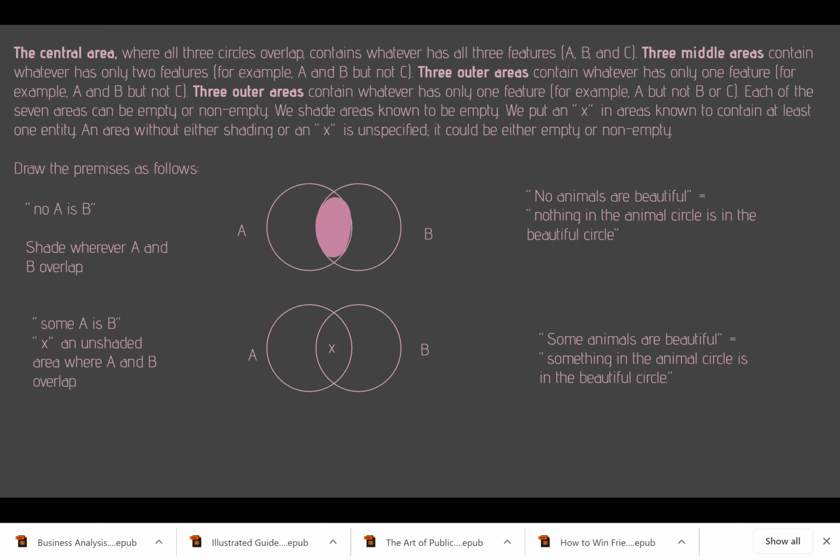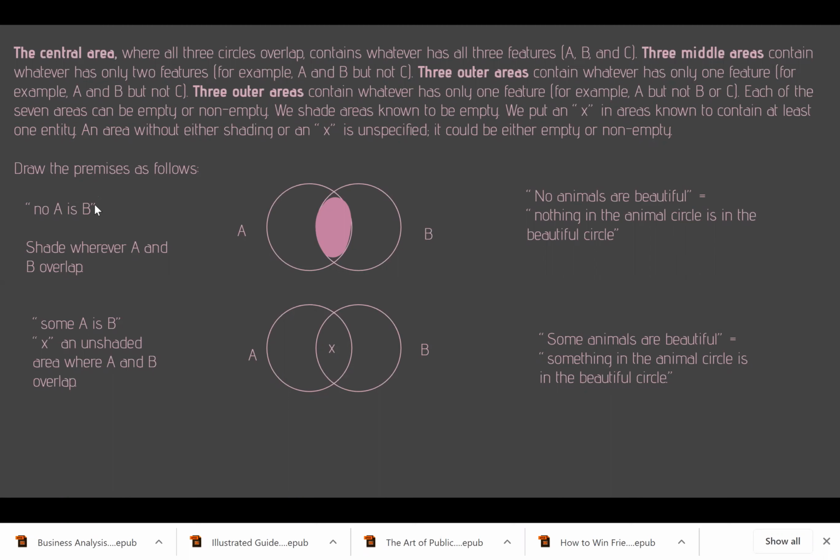Each of the 7 areas can be empty or non-empty. We shade areas known to be empty. We put an X in areas known to contain at least one entity. An area without either shading or an X is unspecified. It could be either empty or non-empty. So draw the premises as follows.